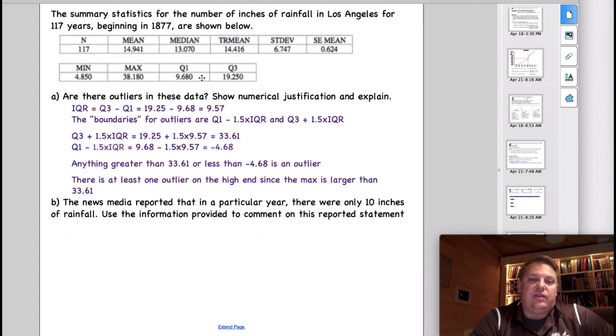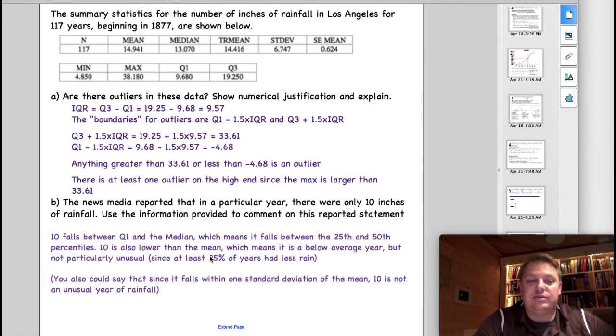Okay, so then just start looking at the values they give you. Well, 10, where is 10? 10 is below the mean and below the median, so that would be a lower year. It's not lower than Q1, so it's still in that middle 50% range, so it's not particularly unusual. It's definitely not an outlier. And just write a few statements about this.